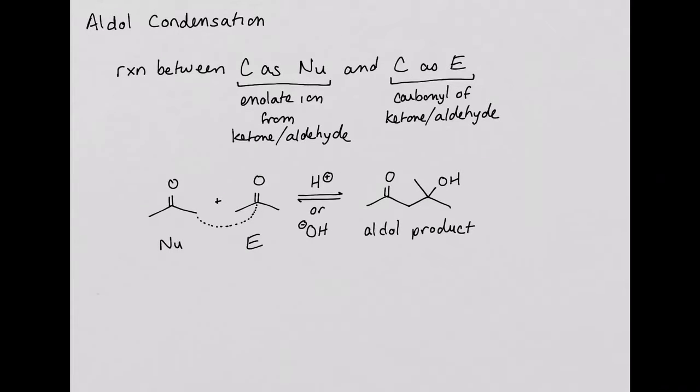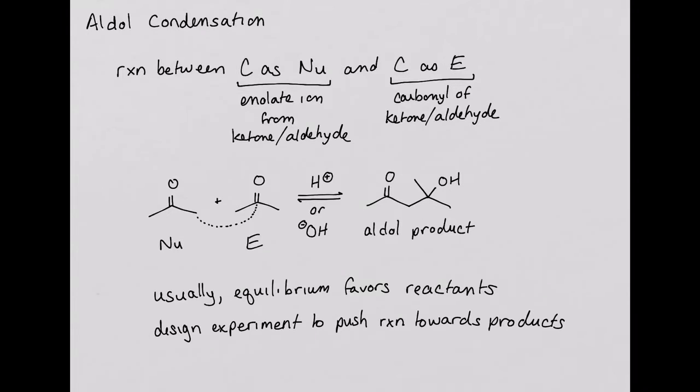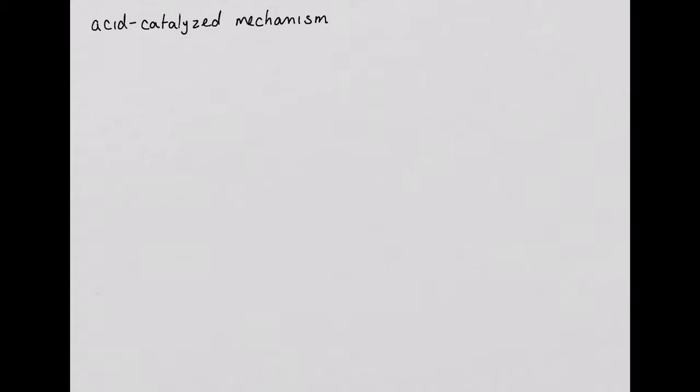This equilibrium typically favors the reactants, but there are ways in which we can design the experiment to push the reaction towards products. We will talk about some of the ways that this is done later. Next, let's look at the mechanisms for this process. First, we will consider the acid-catalyzed aldol condensation.